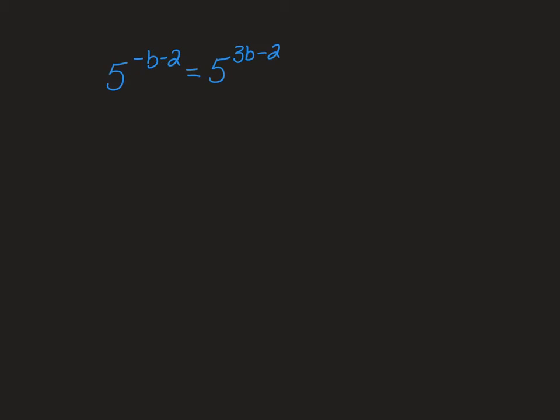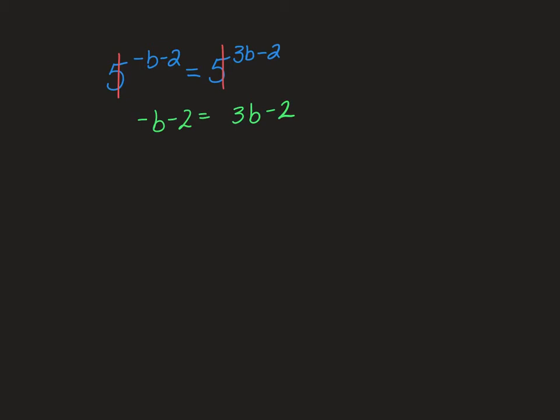Another one with a nice, friendly, common base. I'm going to pause it and let you get a head start on me on this, and then we'll get working. So we should recognize that the 5s are the common base, so they can go away, leaving us with negative b minus 2 equal to 3b minus 2.